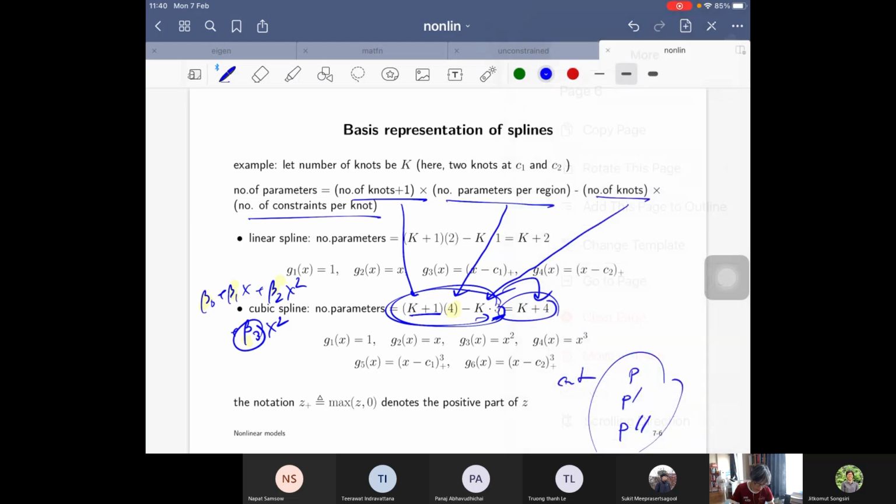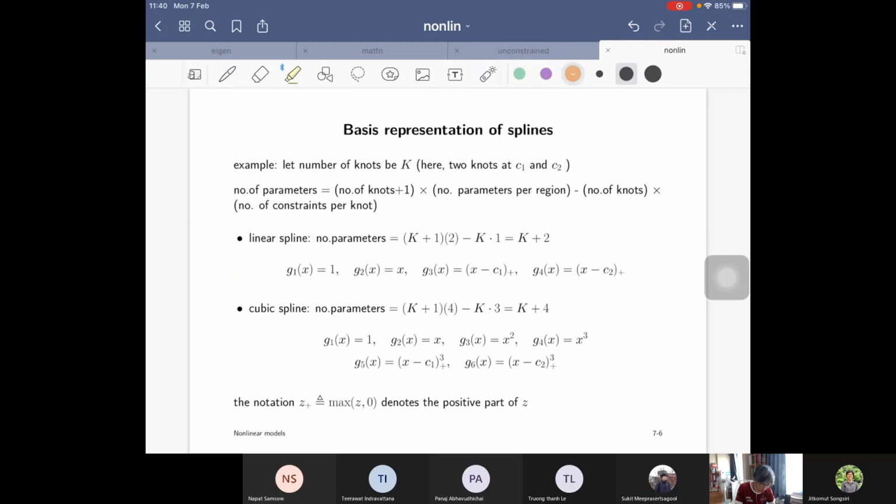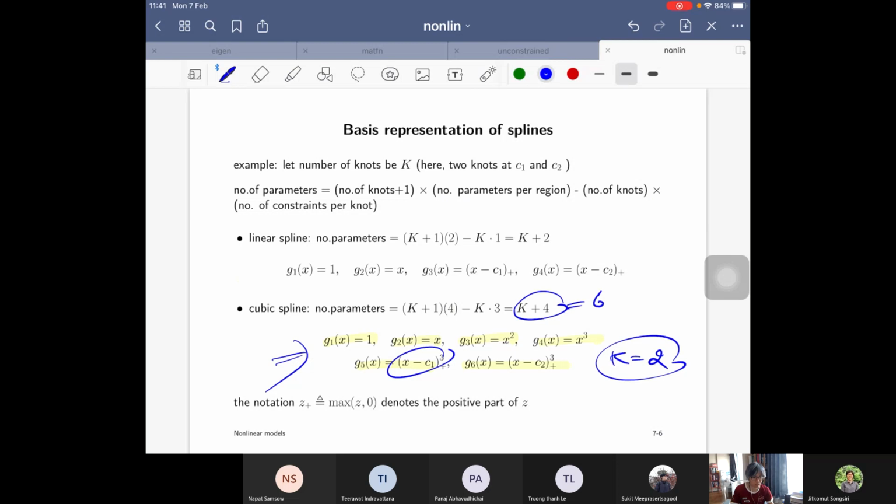And this is an example of a basis representation for the cubic spline. You will have this term that is a polynomial in x: 1, x, x squared, and x cubed. And then the additional terms, these are again the positive part of the cubic function of x minus c1. Again, this is an exercise to confirm: when k equals 2, you need 6 basis representations, and this can be one choice of them.